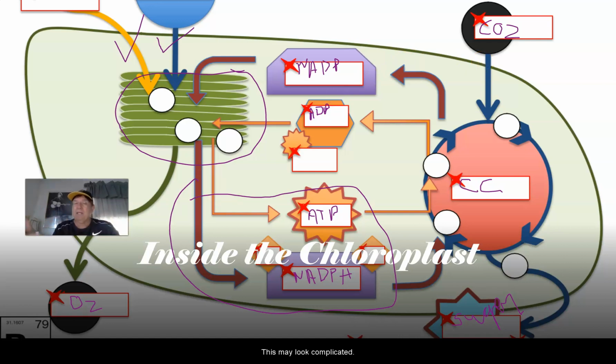This may look complicated, but if you sit down and think about it, it's not that hard. So please, kids, study this, understand it, and as usual, have fun and enjoy learning.